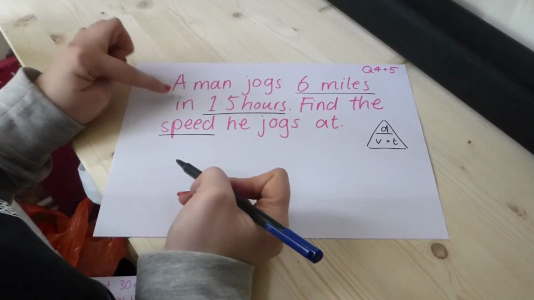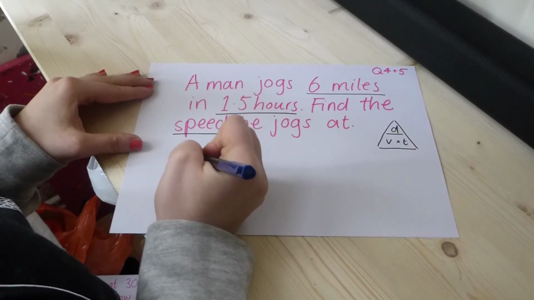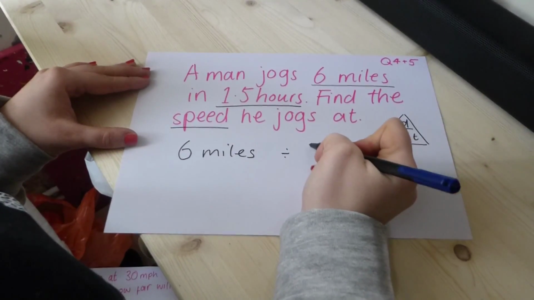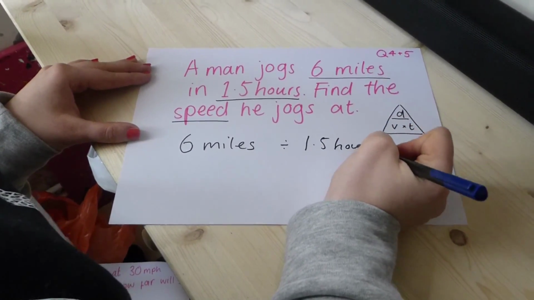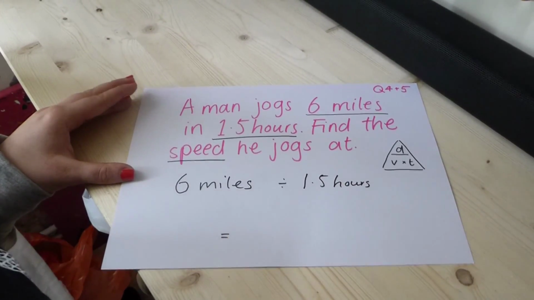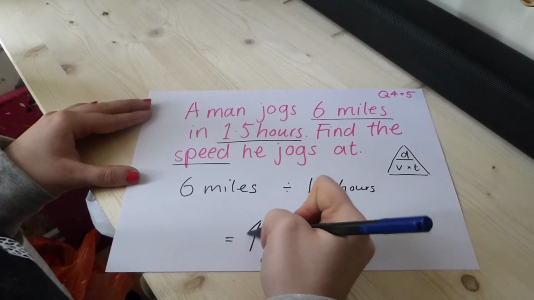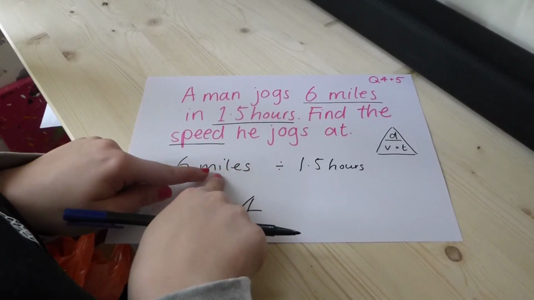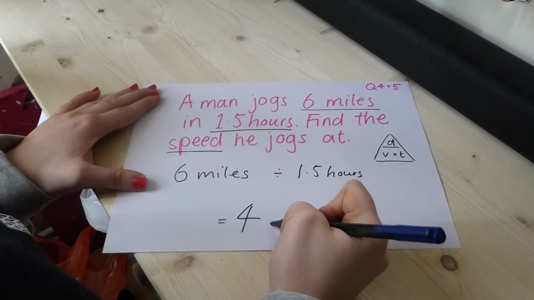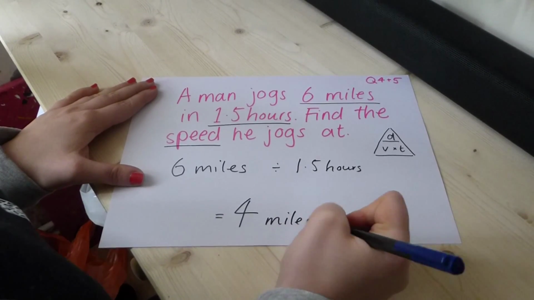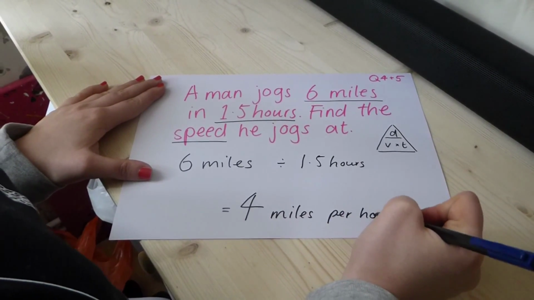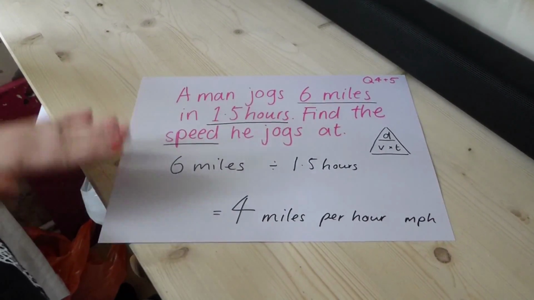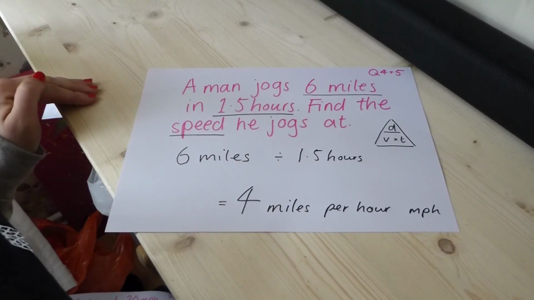So I need to do the distance the man jogs. He jogs 6 miles. I need to do the distance divided by the time. So I need to divide it by 1.5 hours. And when I do 6 divided by 1.5, I get 4. Now what's really, really important, especially in your homework, is to get your units correct. So because I did miles divided by hours, it's going to be miles per hour. Now sometimes you see this written like this, mph. That's okay if you write that too. So this question is very similar to question 4 and 5 on your homework, so you can have a go at those now.